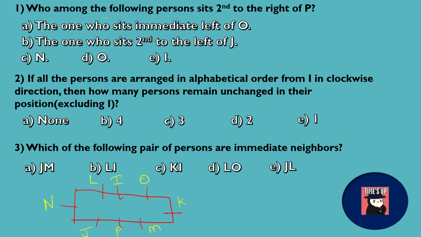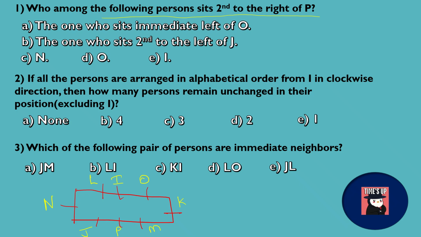Who among the following persons sits second to the right of P? Before going to the options, in the options they will confuse you all. They will say the one who sits immediate left of O, the one who sits second to the right. So whatever question they have asked, confidently look at the pattern and answer it. Keep that in mind, and then go for options.